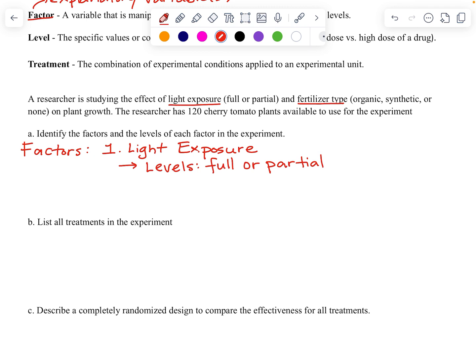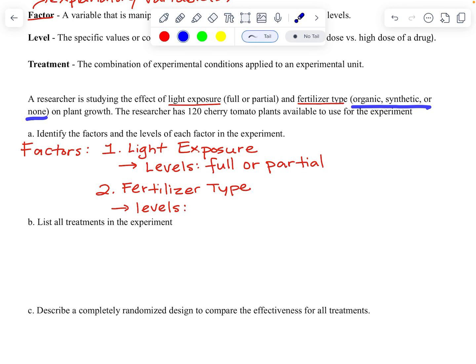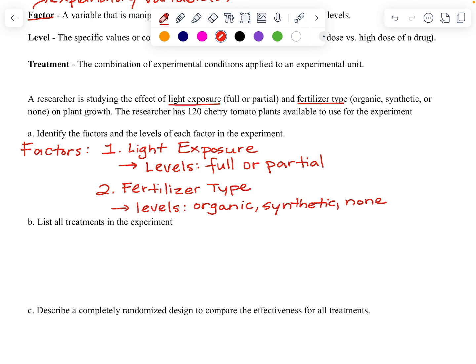We have a second factor as well, which is fertilizer type. For this factor, our levels are right here. Whether it's organic, synthetic, or none. Those are our levels. Organic, synthetic, or none. Okay, our factors and our levels.